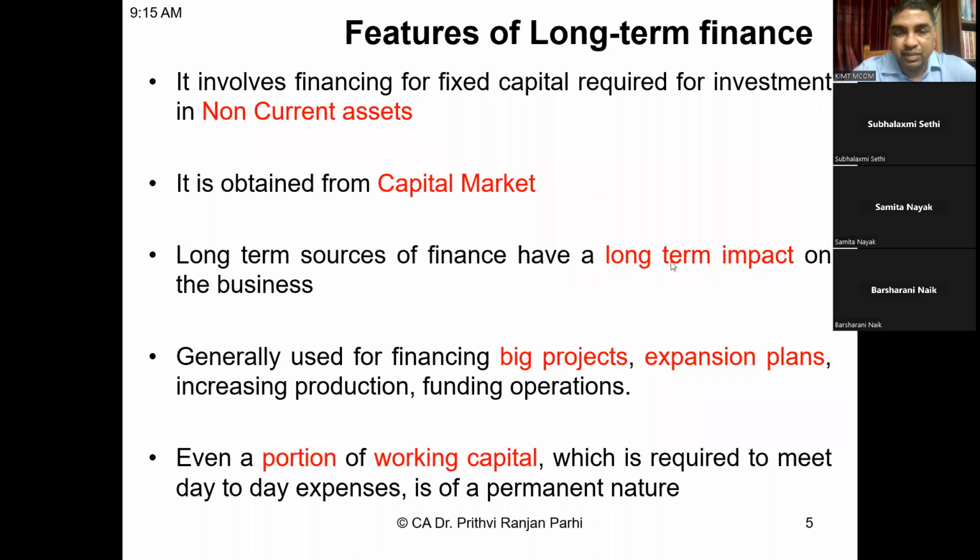Now we'll be talking about long-term business finance. What are the advantages? What are its features? We'll be discussing shortly. And what are the various forms of long-term finance? We'll also be discussing shortly.